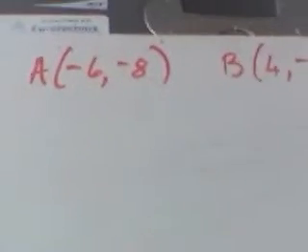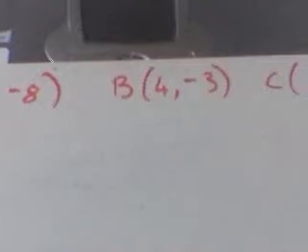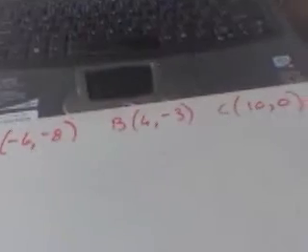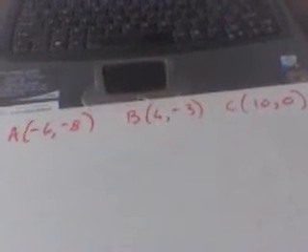So here's your one to try. You have 3 points, (-6, -8), (4, -3) and (10, 0). Your task is to prove that all 3 of these points are collinear. Press pause and have a go.